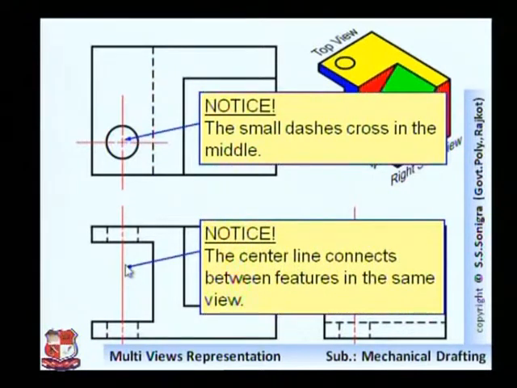And here also you can notice the center line connects between features in the same view. Here a center line is there, here is the center line. So throughout, the center line should not be drawn. This center line and this center line both should be joined with a small light line as drawn over here, as shown. They should be connected with a solid line.